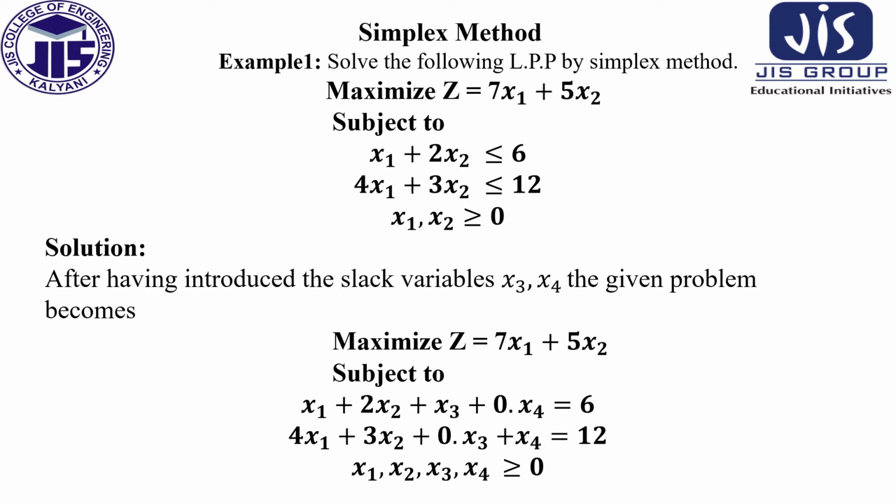So the standard form of an LPP is: if we deal with a max objective function, then we have to convert all the constraints to less than or equal to form. I am repeating the line. The standard form of an LPP is, if we deal with the max objective function, then all the constraints will be less than or equal to sign.